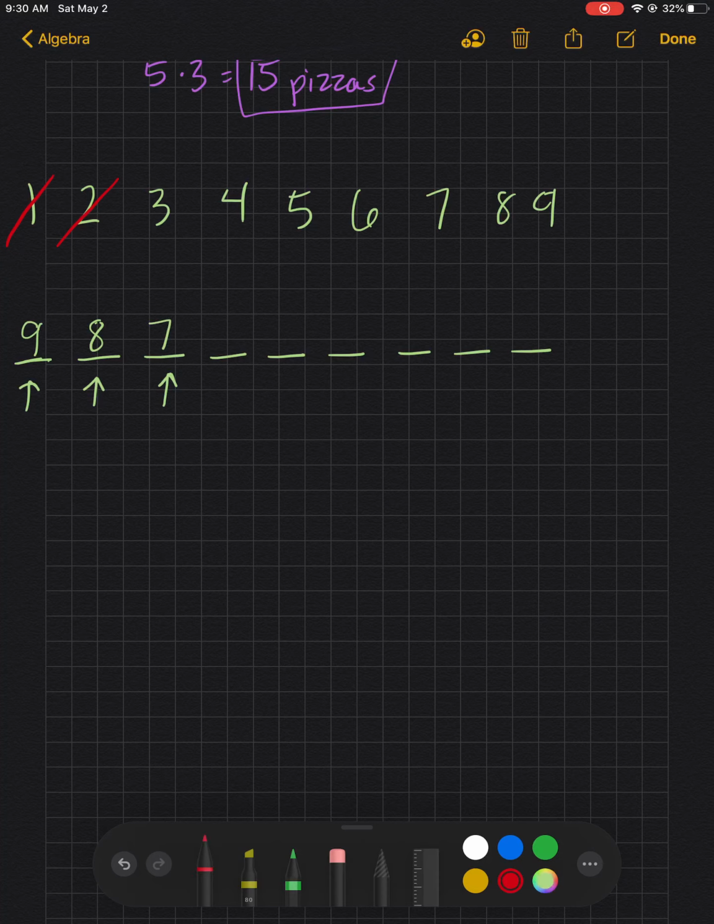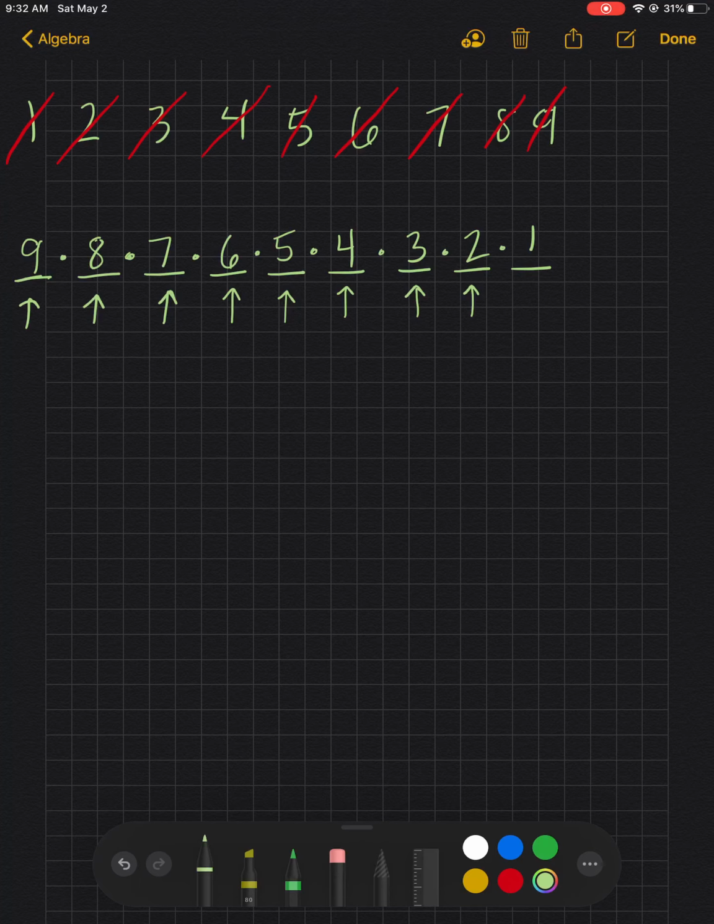Okay, so you're going to need a calculator. So we will multiply 9 times 8 times 7 times 6 times 5 times 4 times 3 times 2. You don't have to do the times 1 because it's not going to change anything. And we get this great big number of 362,880 different ways of rearranging these 9 baseball players into a batting order. Okay?